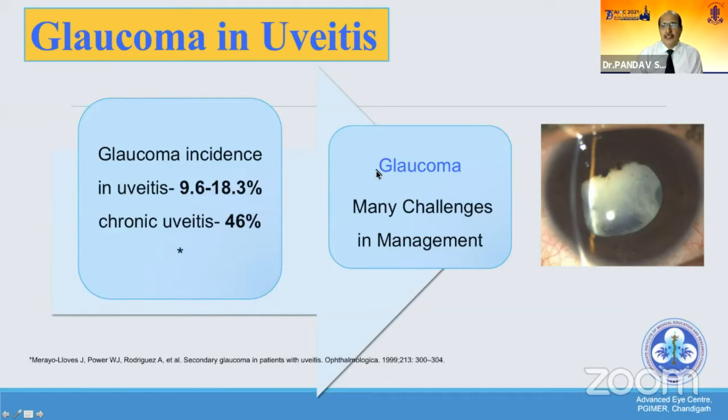There are many challenges in the management. It's not only the inflammation that you have to control, but you also have to control the intraocular pressure, as many of these patients would have other associated pathology. They may have cataract, they may have disorganized anterior segments, so it becomes quite challenging at times to deal with these cases.